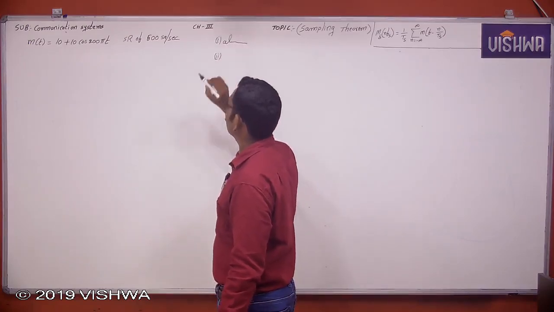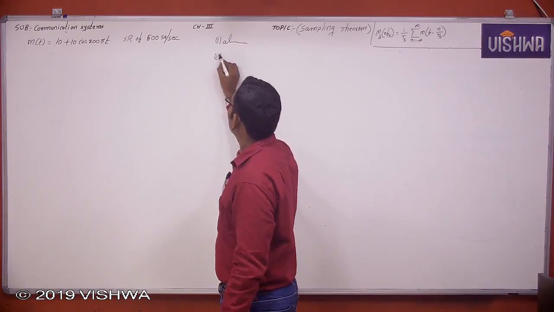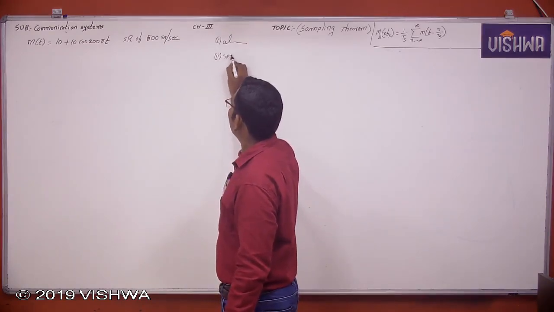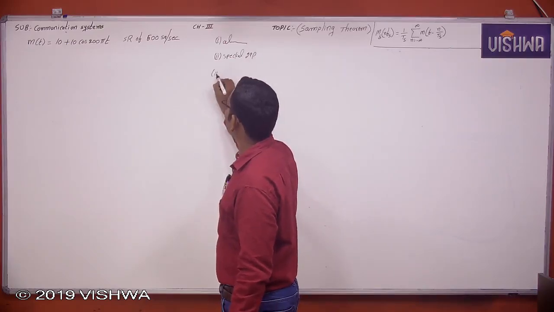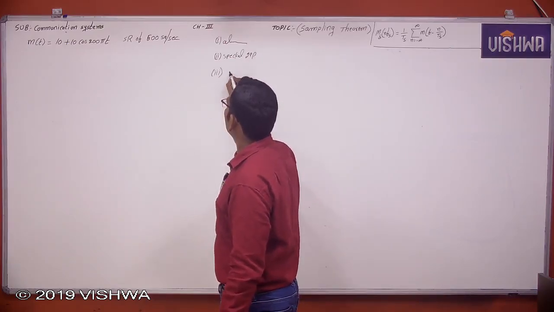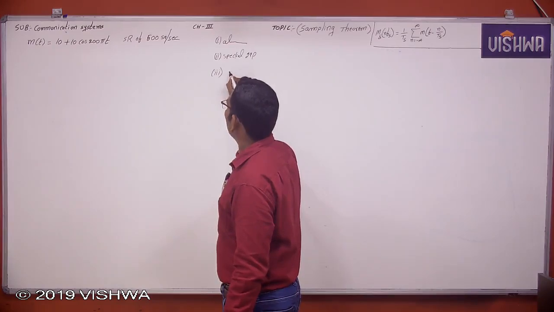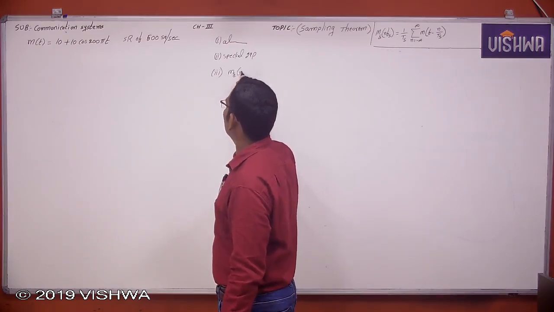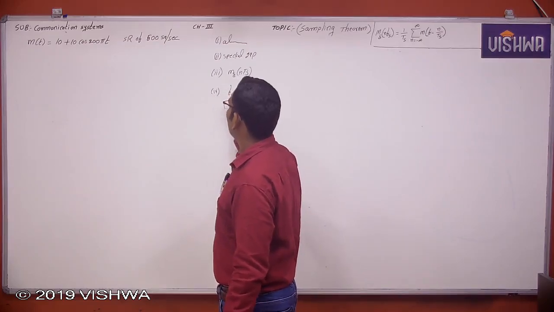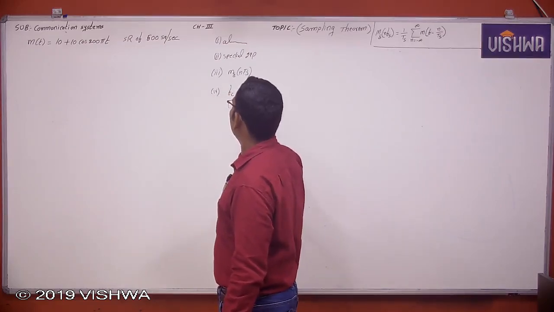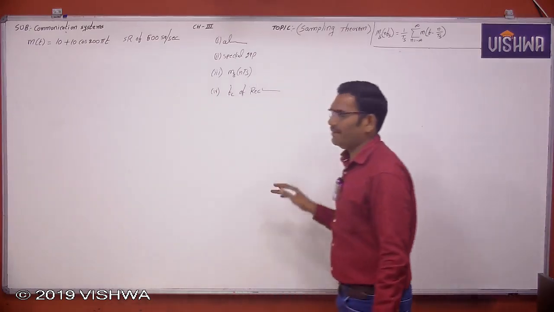Second question is the spectral gap, and the third is to draw the spectrum of the sampled signal and find the cutoff frequency of the reconstruction filter. Okay, I'll explain one by one, not a problem.